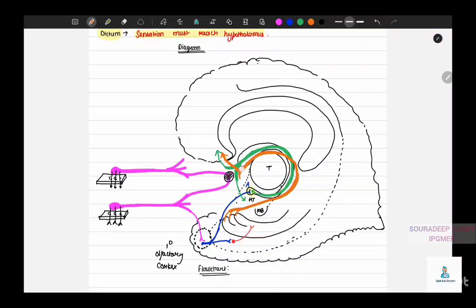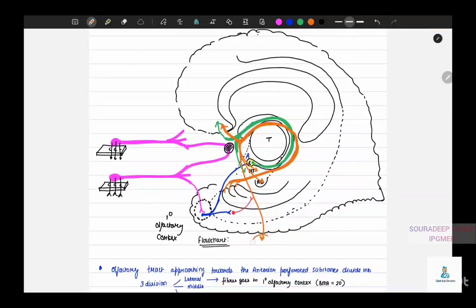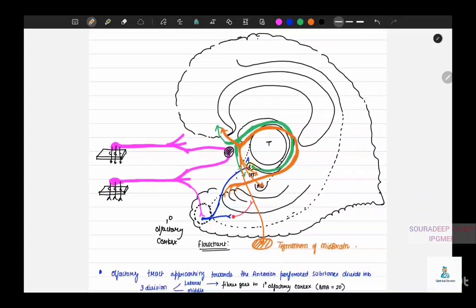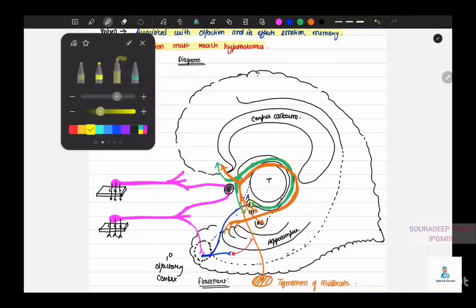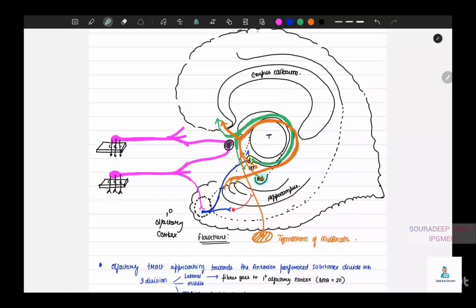On reaching the anterior commissure, it divides into two fibers, that is precommissural and postcommissural. Precommissural fiber relays over the septal area, and the postcommissural fiber goes to three regions. One is the hypothalamus, second is the mammillary body, and third is the tegmentum of the midbrain. So here is the pathway through which the sensation of olfaction reaches the hypothalamus. So here I am writing all the labelings.